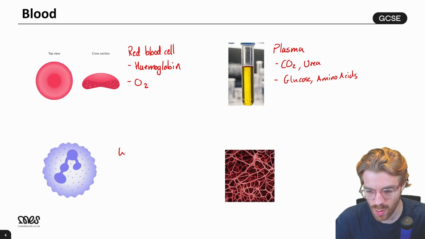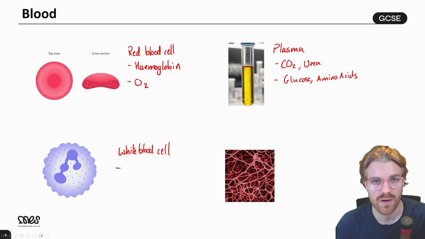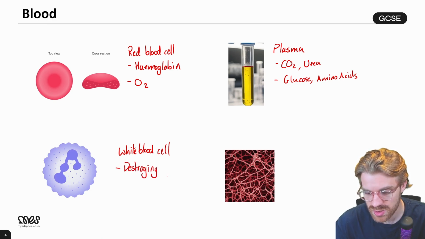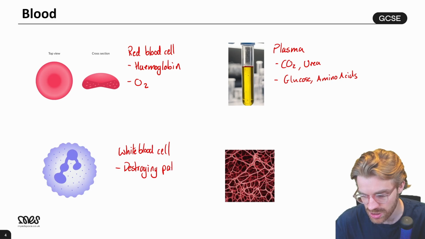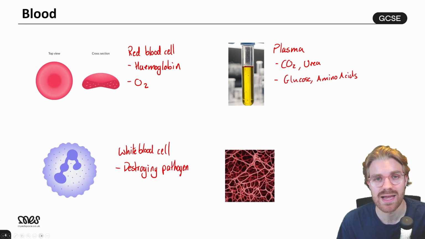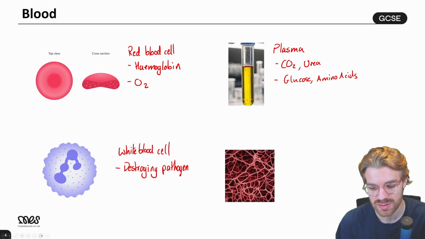We also have our white blood cell. And the white blood cell, this forms part of our immune system. The white blood cell is involved in identifying and destroying pathogens. There are a few different types of white blood cells, and go check out my module 3 video where I break down the immune response and the way that the white blood cells are involved in protecting us against pathogens.